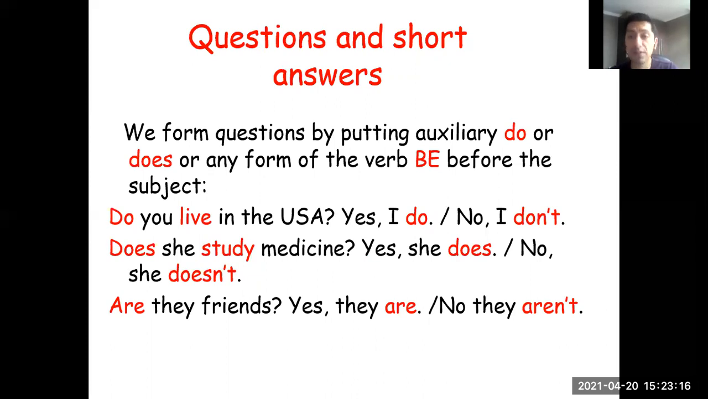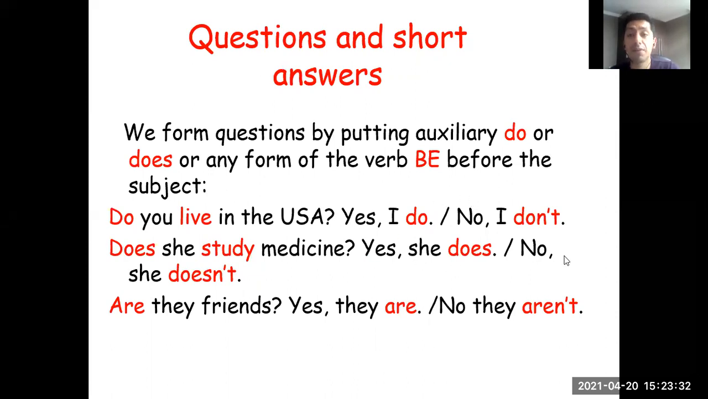So, do you live in the USA? You have to answer with the same auxiliary. So in this case, you can answer yes, I do, or no, I don't, if it is negative. In the case of third person, the same happens. So, does she study medicine? Yes, she does. No, she doesn't.